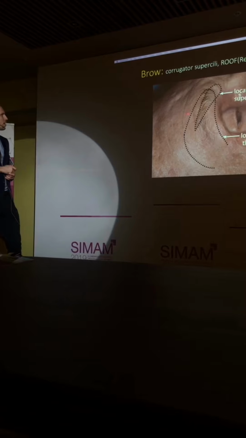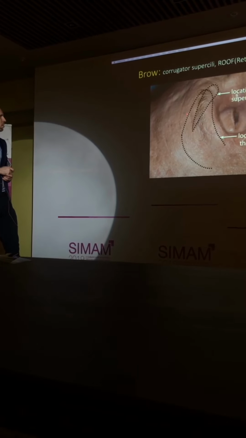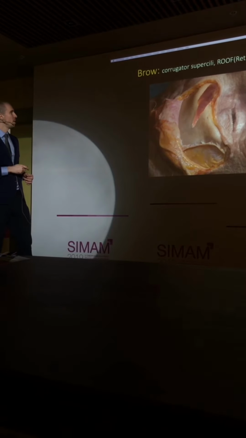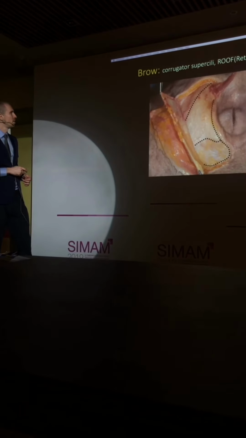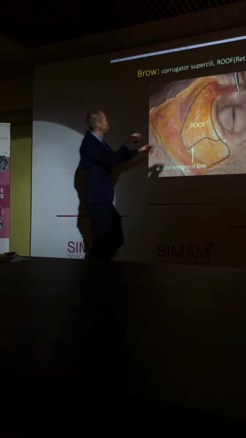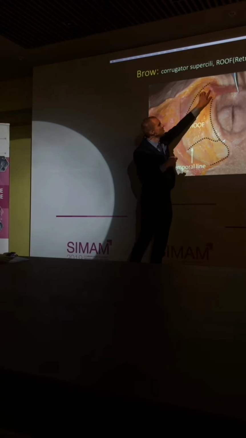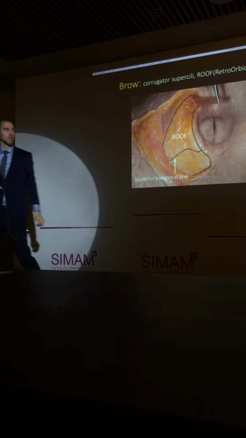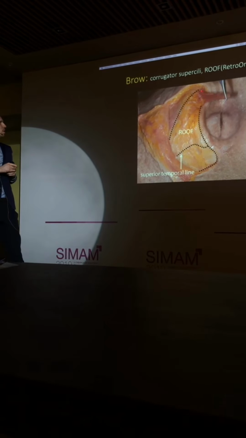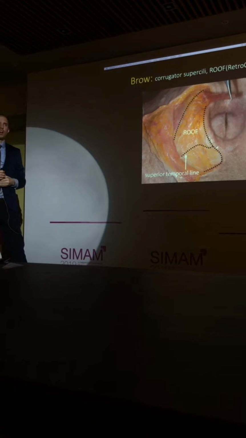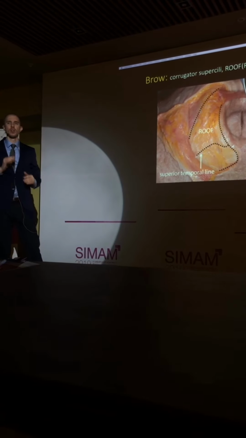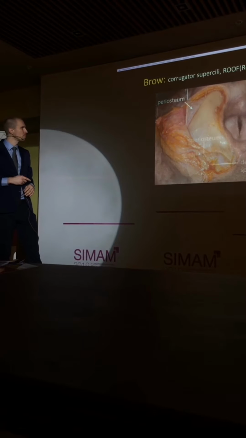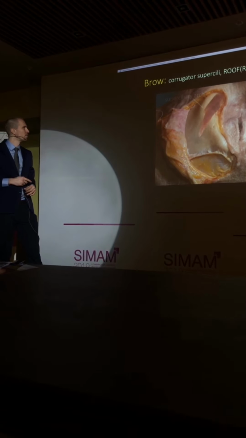And I think everybody injects somewhere up here, significantly higher. Why do we inject there? Because we are afraid of this structure. That is the supratrochlear artery and vein that usually crosses the corrugator.